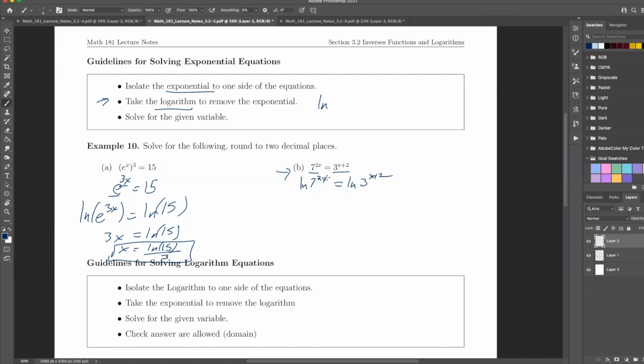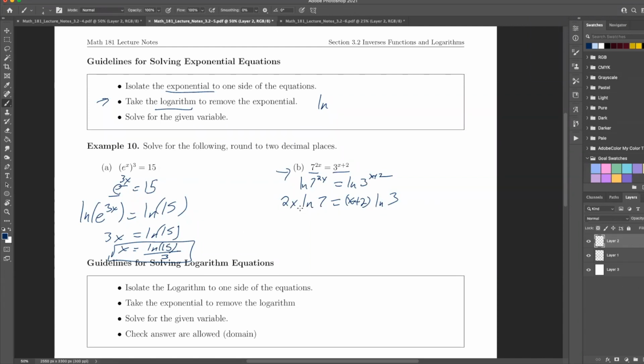So here I have ln of 7 to the 2x. Now, by my log rules, I can take whatever the exponent is and put it out front. This is just one of the rules of logs, which allows me to solve these things. So 2x ln of 7 equals x plus 2 times ln of 3. From here, you just go ahead and solve for x.